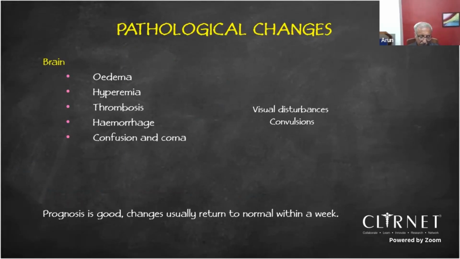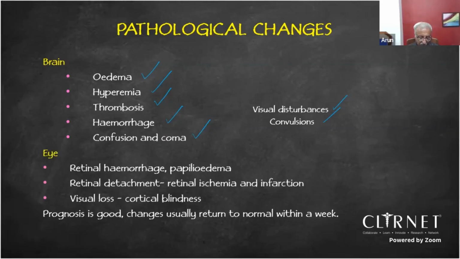In the brain, there can be edema, hyperemia, thrombosis, hemorrhage, confusion and coma, visual disturbances, and convulsions. In the eye, retinal hemorrhage, papilledema, retinal detachment, retinal ischemia, and infarction. So practically, it is something like hypertension, which at the end of the day is damaging all organs. There can be cortical blindness. Prognosis is usually good. Changes usually return to normal within a week if we control everything.